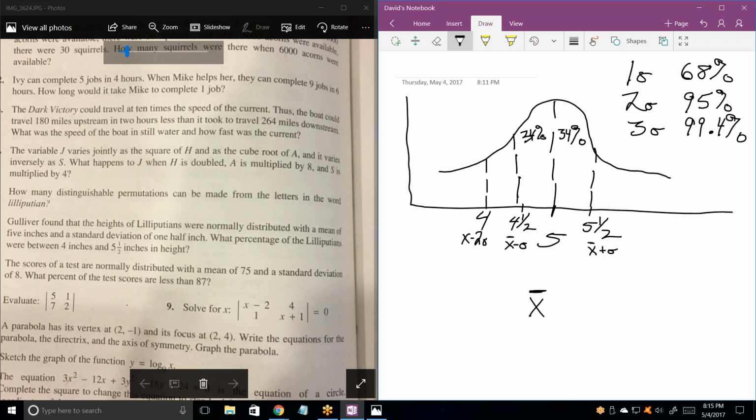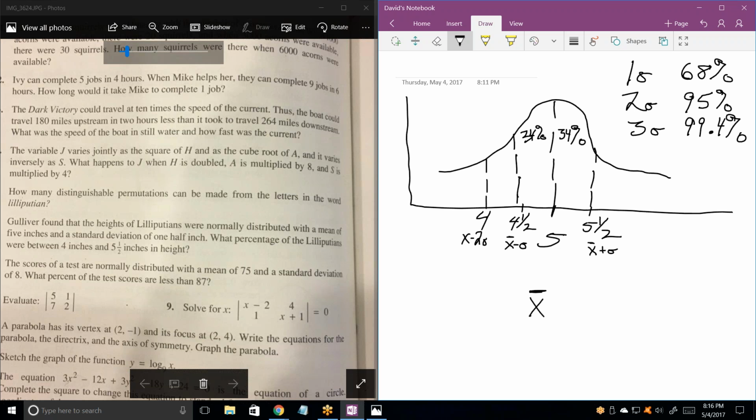Lilliputians, where their mean height is 5 inches tall, with a standard deviation of 1/2 inch. And what that says is that 68% of Lilliputians will be within 1 standard deviation of the mean. So 68% will be from 4.5 inches to 5.5 inches. That's 1 standard deviation.